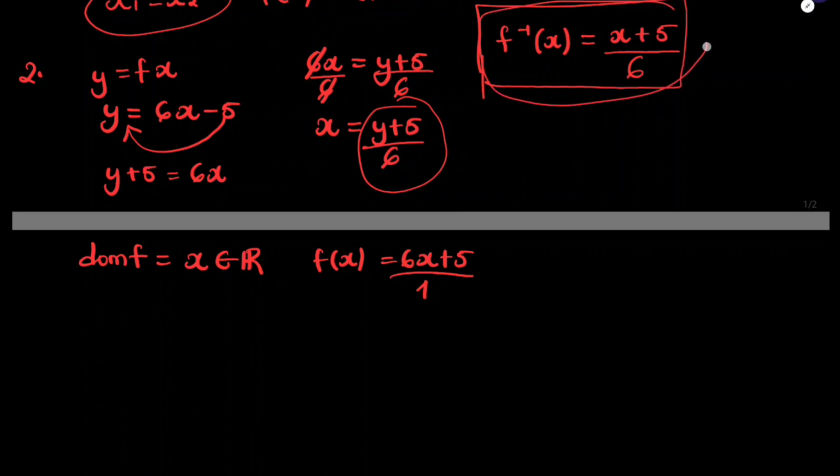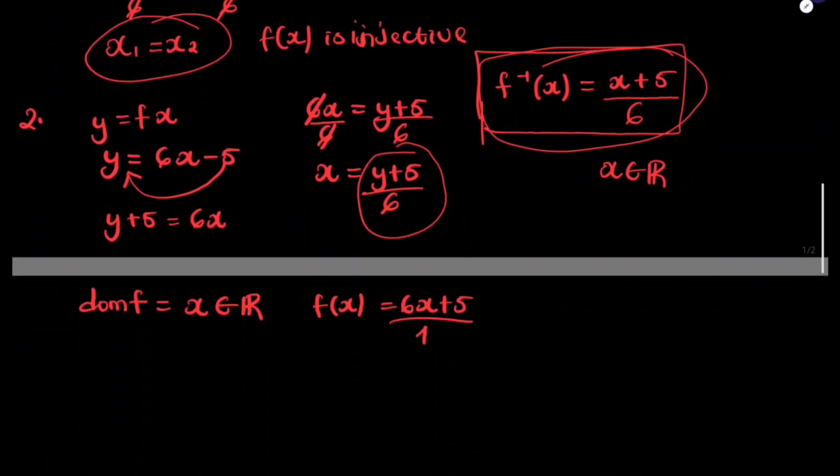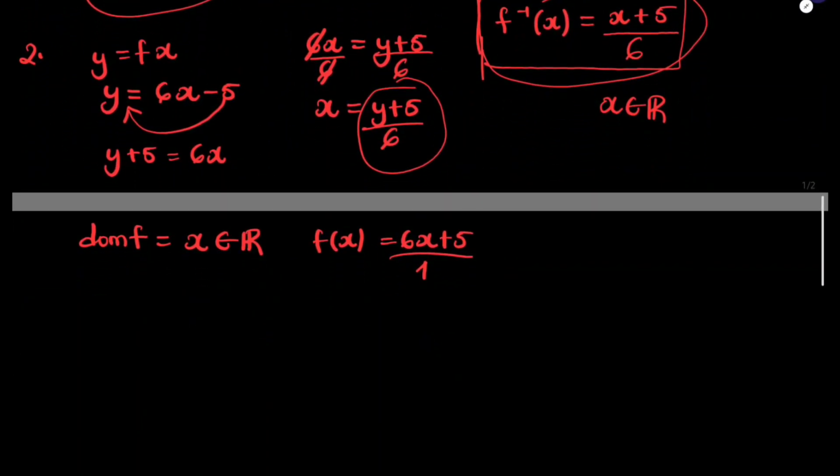And as we can see in our f inverse, the denominator is 6. 6 is also a real number. So the range and domain of f and f inverse consist of all real numbers. That was our third step. So we have concluded that the domain and the range of f and f inverse consist of all real numbers.